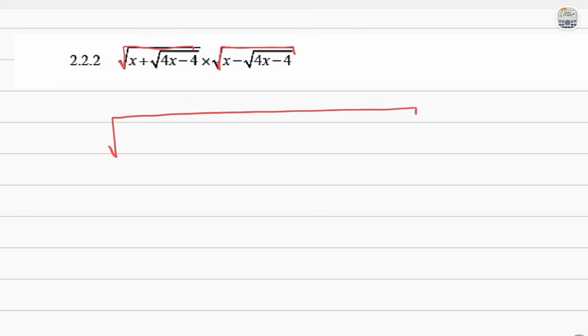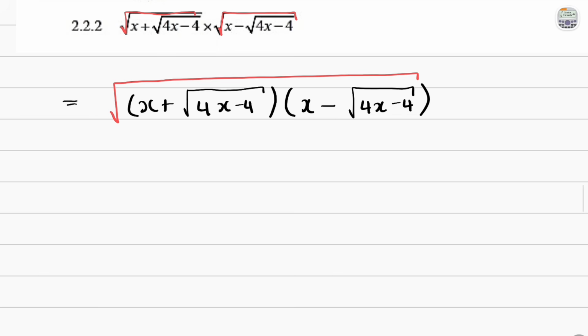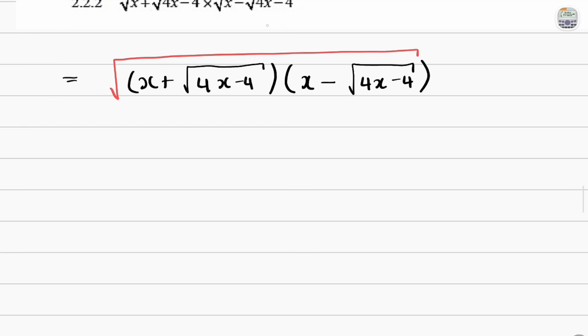You can see that we have 2 terms. So this is the first term, that's your plus sign, second term, in that radical. So we have x plus the square root of 4x minus 4, and then multiplied by x minus the square root of 4x minus 4. And we have to simplify this. So under the radical, do you see how you have x, and then you have square root 4x minus 4 and square root 4x minus 4, but then you have a plus here and then a minus.